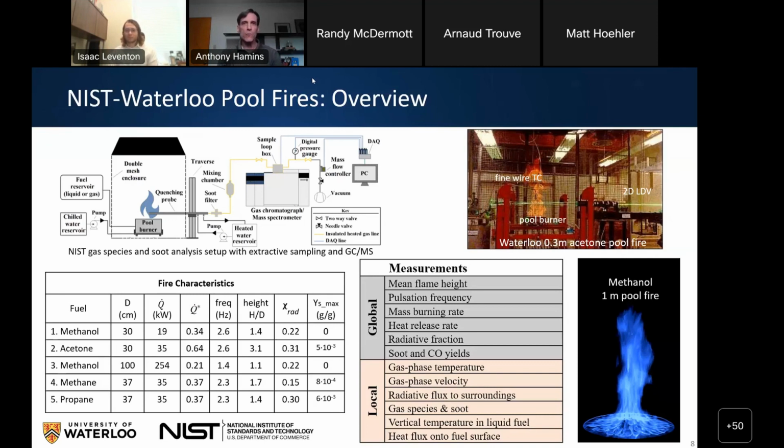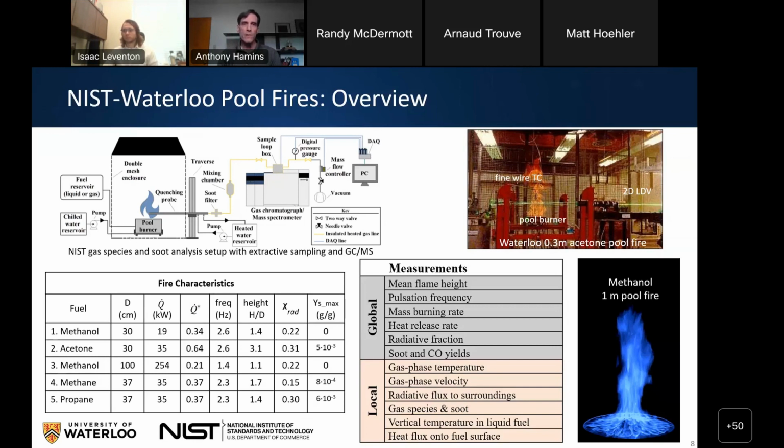The photo on the right shows the Waterloo 0.3 meter diameter constant feed acetone pool fire mounted on a two-way traverse. The fire is moved under a thermocouple and a 2D laser Doppler anemometer system, and it allows simultaneous mapping of the temperature and velocity over the entire flow field. Fires in both facilities were established beneath canopy exhaust hoods using mesh screens to shield the fires from cross flows, facilitating quiescent conditions.